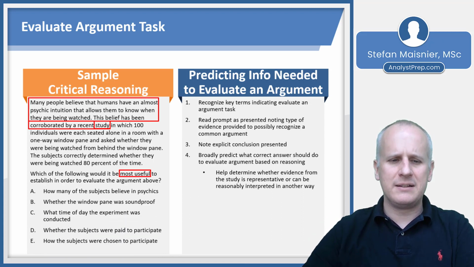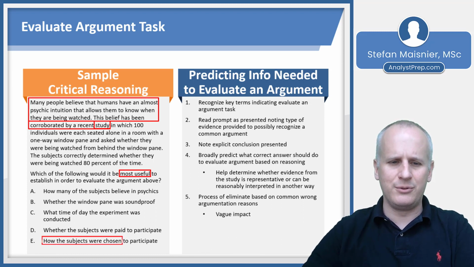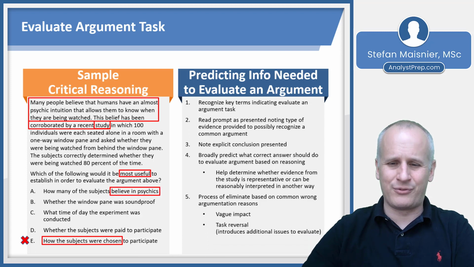So we introduce our answer choices at this point, and we'll process eliminate for our common wrong argumentation reasons, including vague impacts. So how the subjects were chosen, I have no idea what that does, and that's going to require additional information. It's also making the argument or the outcome not seem more easily evaluatable, so that ultimately is kind of even a reversal that introduces additional issues to evaluate, as would choice A, how many of the subjects believe in psychics, okay?